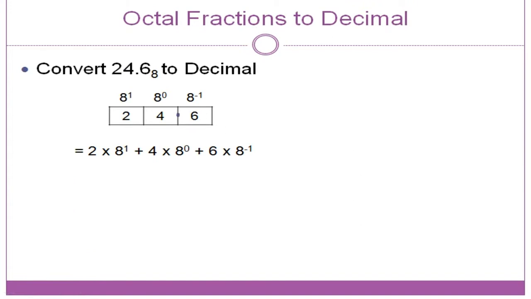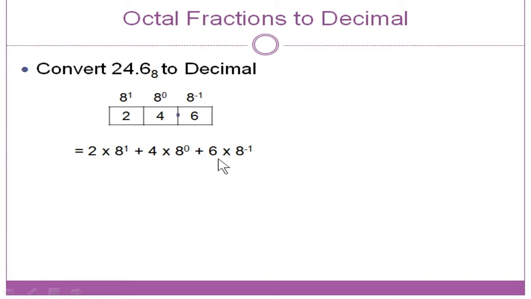Here you got the combination of integer and the fraction part. So convert 24.6 base 8 to decimal. Okay, so here what you are going to do is you got integer part, two numbers. So 24 has to be written with the weightage, that is 8 to the power 0 and 8 to the power 1. And then the fractional part 0.6 has to be written with the weightage 8 to the power minus 1, because it starts from minus 1. So just write as it is. So 2 into 8 to the power 1 plus 4 into 8 to the power 0 plus 6 into 8 to the power minus 1.